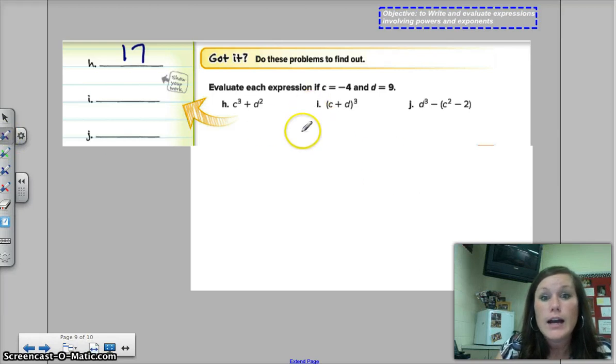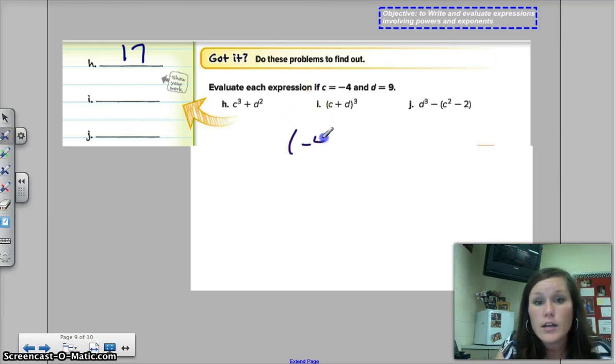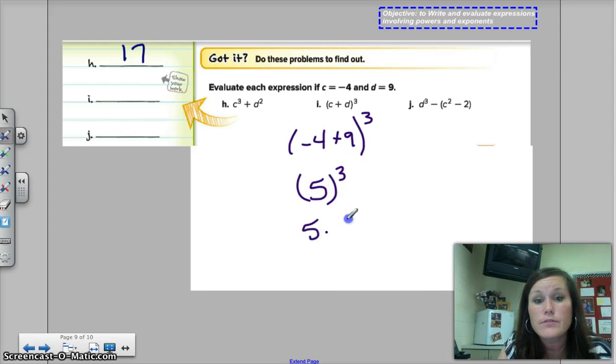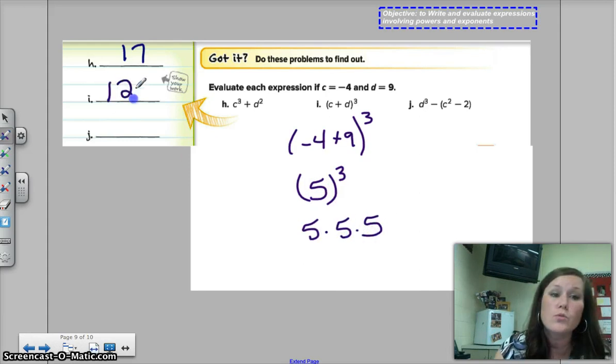In part I, you should have done negative 4 plus 9 in parentheses to the third power. Negative 4 plus 9 is 5 to the third power. That's 5 times 5 times 5. Final answer there, 125. Again, I'm going to erase so I have more room.